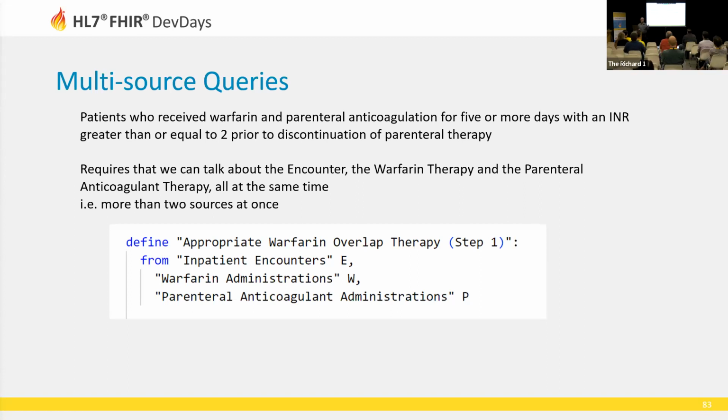So CQL defines a from clause. The from clause can have a single source in it, which is the default, and that's what you're typically doing. But you can introduce any number of sources with the from clause. So say from those data elements that I just set up: from inpatient encounters, comma, warfarin administrations, comma, parenteral anticoagulant administrations. And just like in SQL, it's a cross join. And so what you're going to get out is all the possible combinations of all those values. So that's step one, to say now I can talk about all of those things. I brought them all into the query context. And then I give them aliases, E, W, and P.